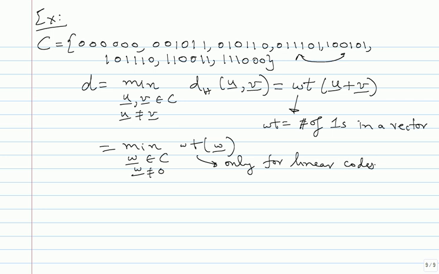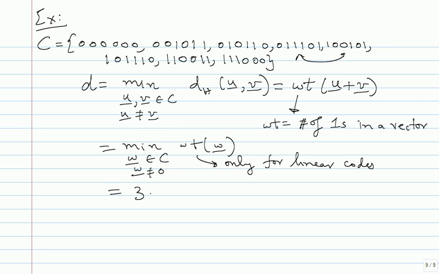If you use this simplification, at least for this specific case of a linear code, finding the minimum distance is very easy. What do you have to do? You have to find the non-zero code word with minimum weight. What is the non-zero code word with minimum weight? There are several of them and the weight happens to be 3. So you can easily find out that the minimum distance is 3.